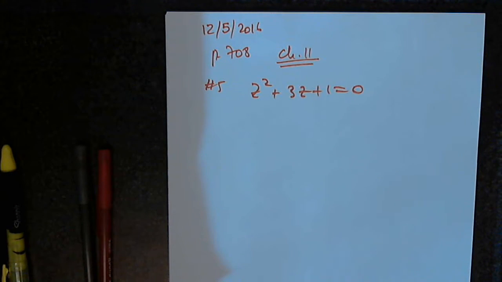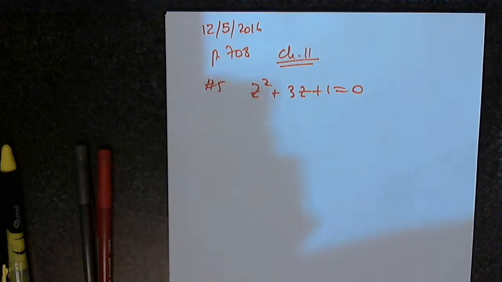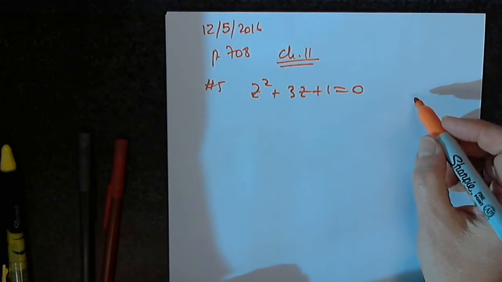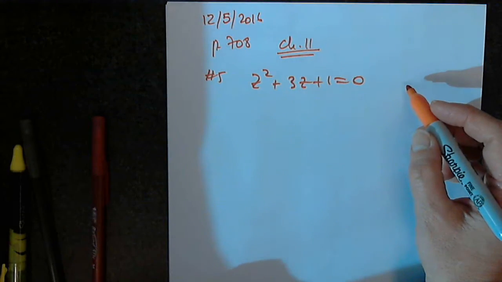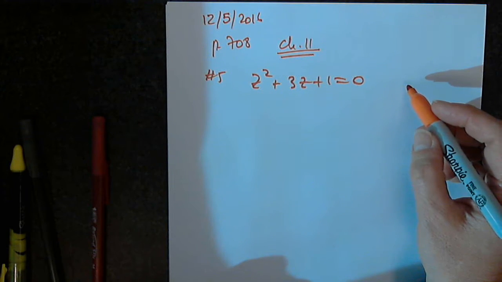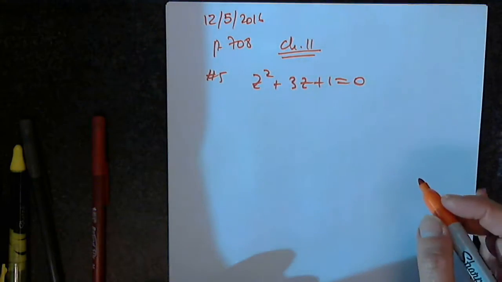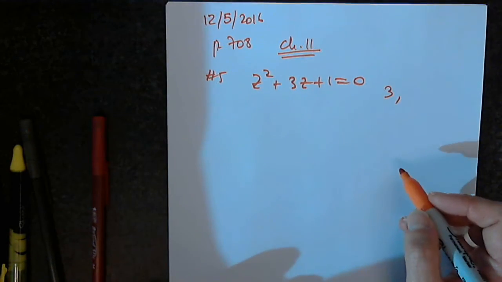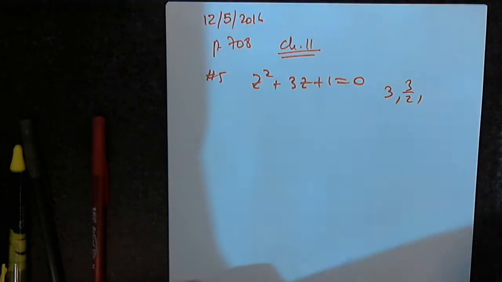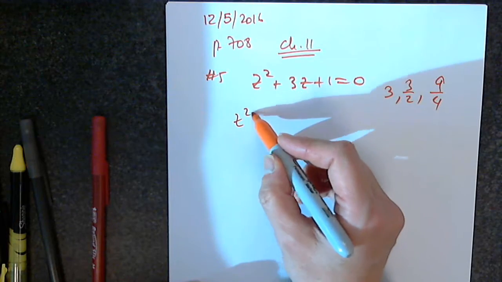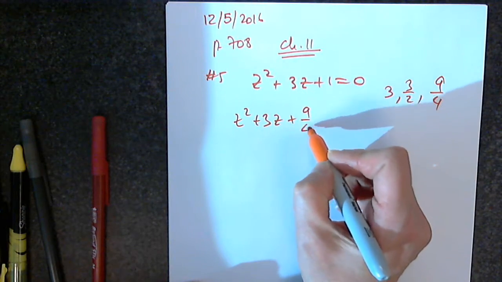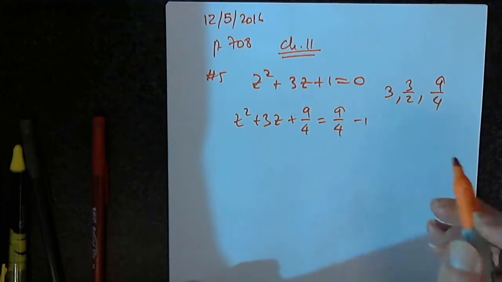Can anyone give us the 4-step procedure? Identify the middle coefficient, divide by 2, square it, and add and subtract. The middle coefficient is? 3z? That's wrong. The middle coefficient, please. 3. Divide 3 by 2. Let's square 3 over 2. Perfect. So we have z squared plus 3z plus 9 over 4 equals 9 over 4 minus 1.